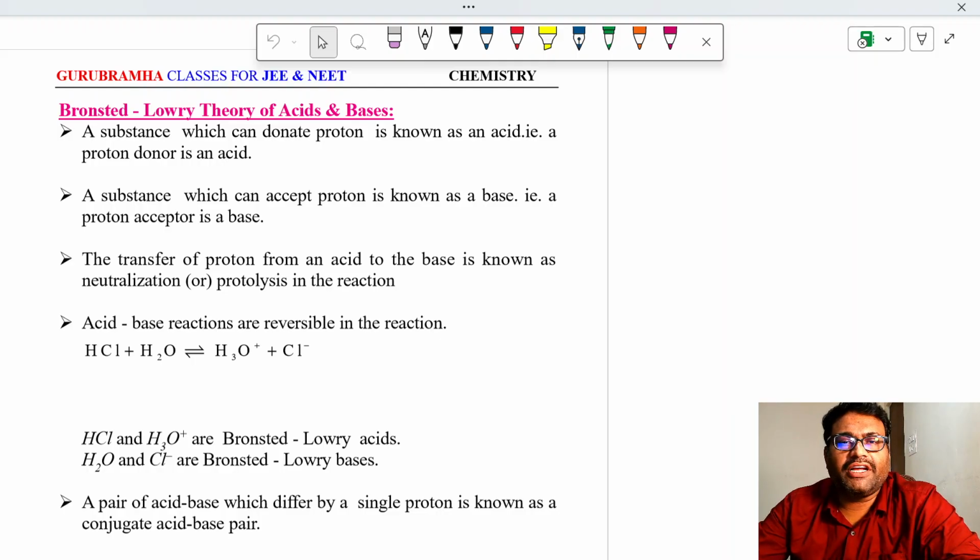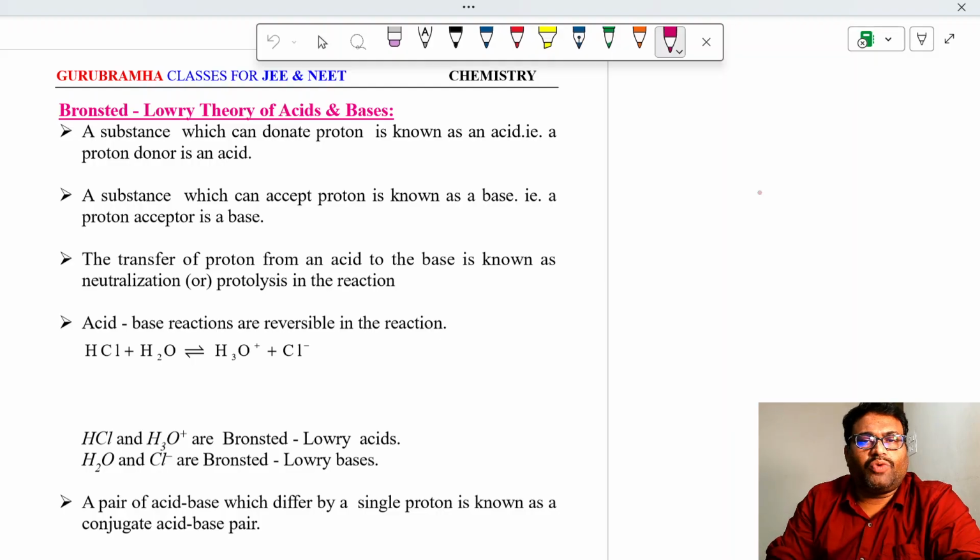We are in the chapter Ionic Equilibrium. In this session, we are going to discuss Bronsted-Lowry theory for acids and bases. Let's start it. So, what theory are we going to discuss? Bronsted-Lowry theory of acids and bases.